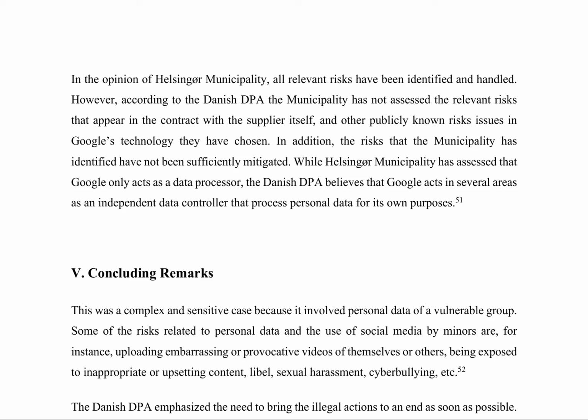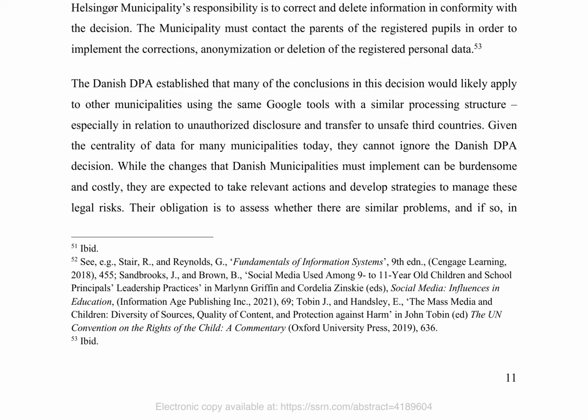The case is complex due to the involvement of personal data from minors, which poses risks including embarrassing content, exposure to inappropriate material, libel, sexual harassment, and cyberbullying. The authority emphasizes prompt correction and deletion of personal data, requiring the municipality to contact parents of registered pupils to implement corrections, anonymization, or deletion of personal data.